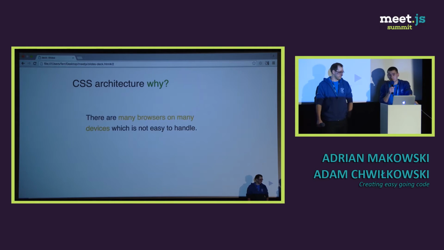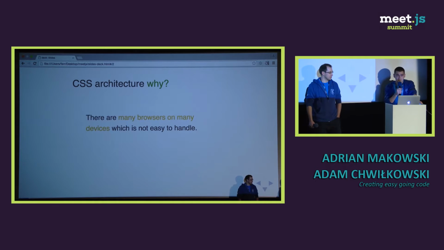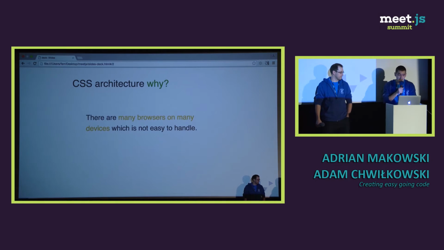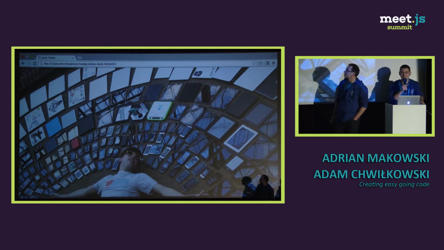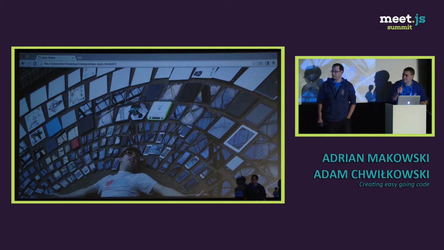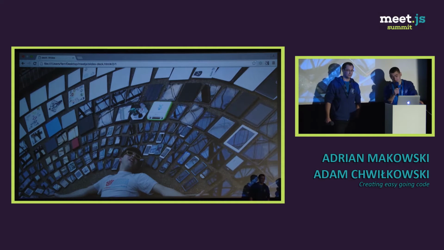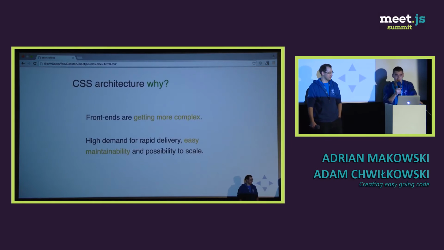Anyway, why should we care about CSS architecture? The main reason is that currently we have a hard job as front-end developers. There are many browsers on many devices, which is not easy to handle. As an example, I can show you this picture. I don't know how many of us have that kind of market to cover, but there are issues and challenges. And the fact is that frontends are getting more complex.